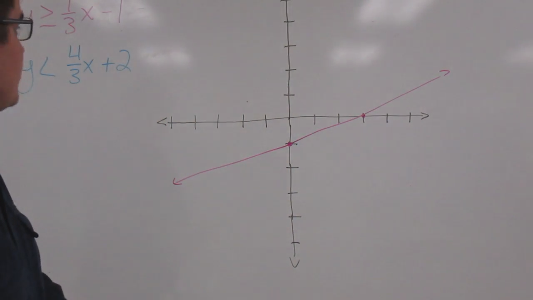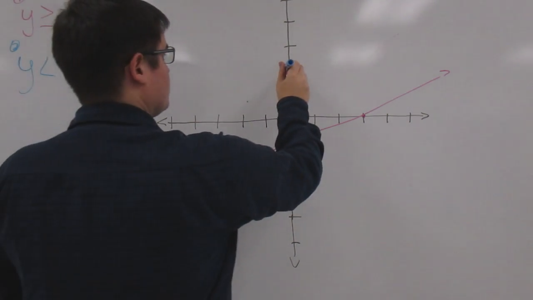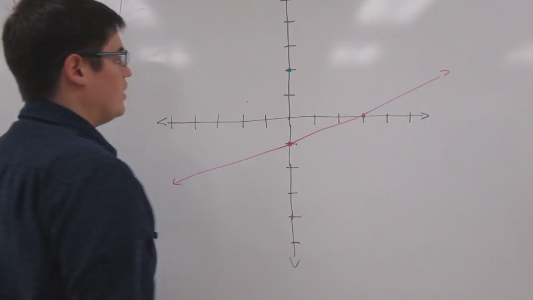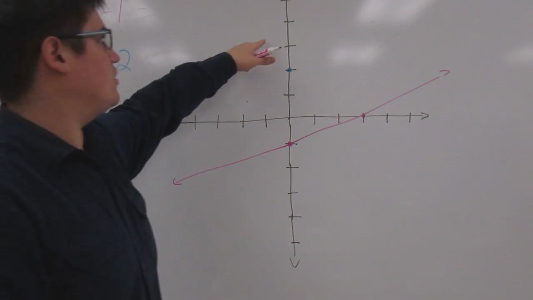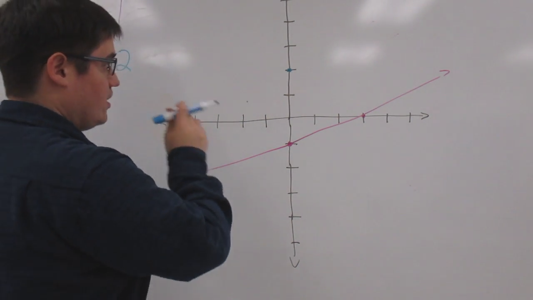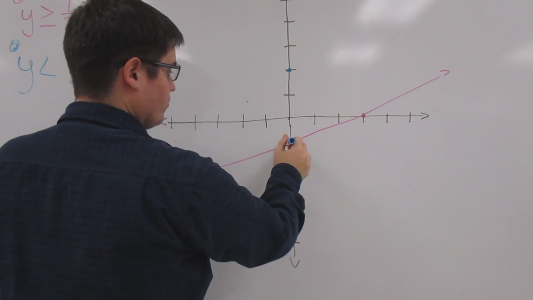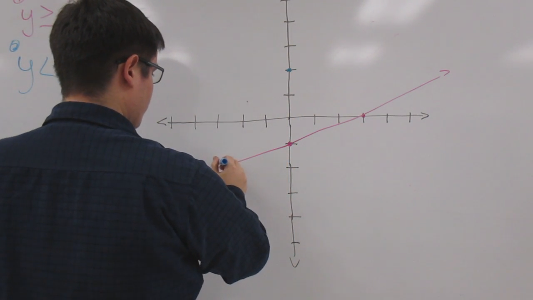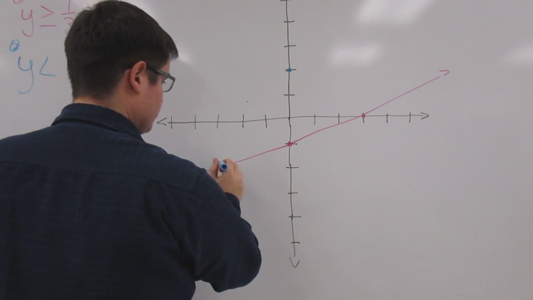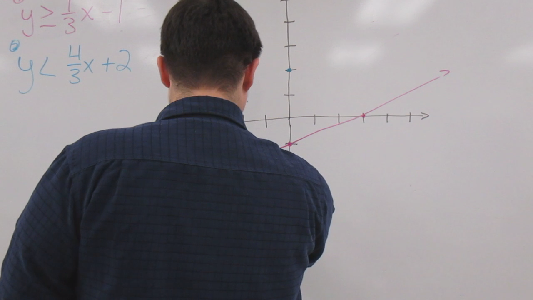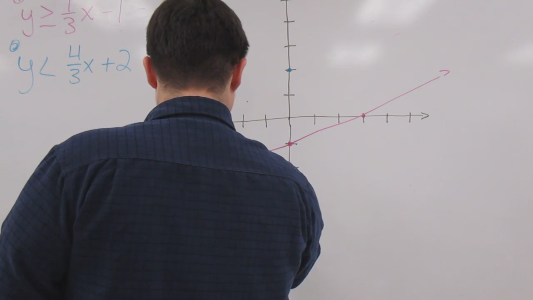Now graphing the second one, I go up 2. I see my slope is 4 over 3. Well, 1, 2, 3, 4, not going to happen there. So I can go down 1, 2, 3, 4. 1, 2, 3. So about here. Really, I guess it's probably where they cross.